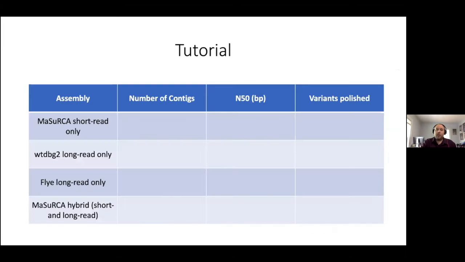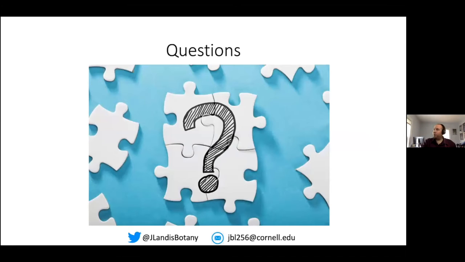As we go through the tutorial, you don't need to fill this in, but if you want to, you can. We'll pay attention to some key things across the different assemblies, such as the number of contigs, the N50, the size, and how many variants are polished. We won't run through all the BUSCO steps. There's the code at the end to do that, but those often take a little bit longer. But if you want to run through, you can see for these different assemblies how many BUSCO genes are present. Any questions before we get into the hands-on part?